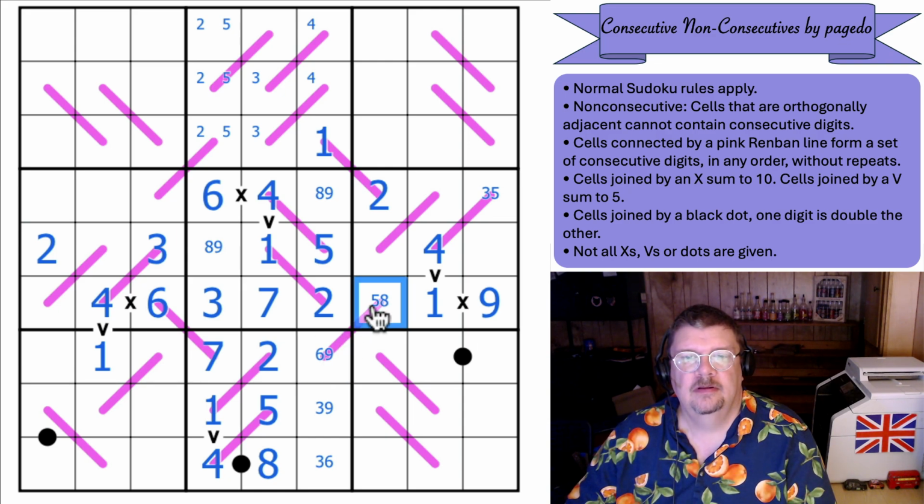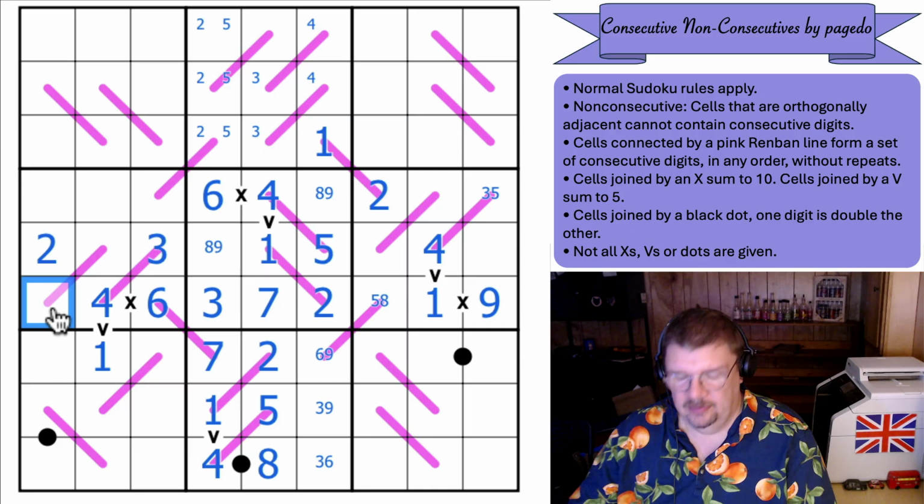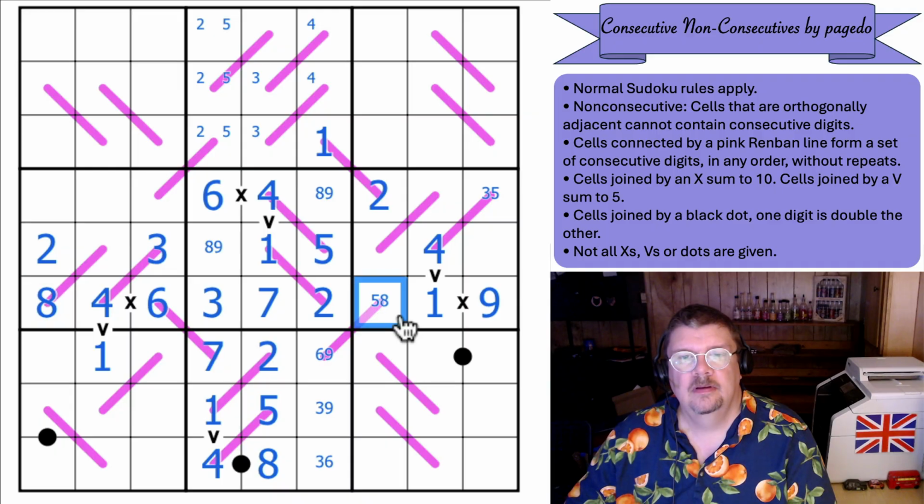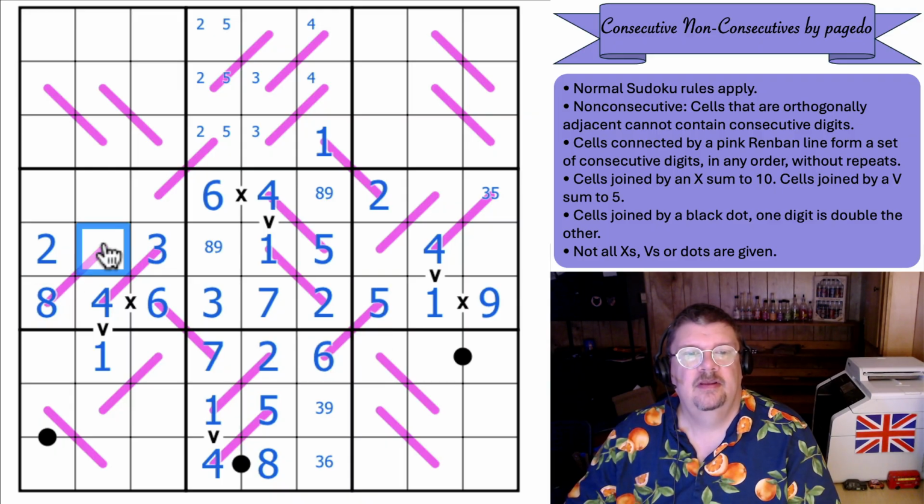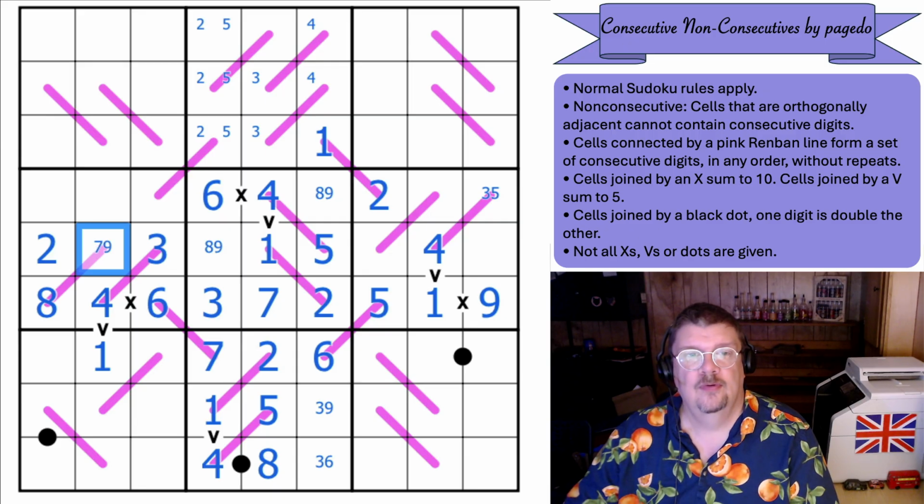That still can be 6 or 9. But this is 5 or 8. And in fact, that 4 tells me it has to be an 8. So that's a 5 here. That makes this a 6. This 8 gives me a 7 or 9.